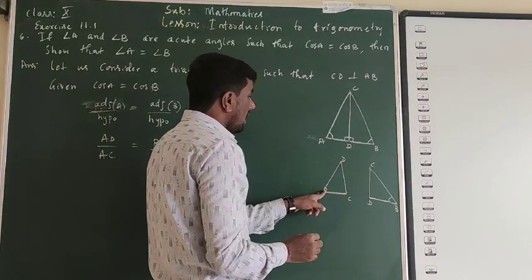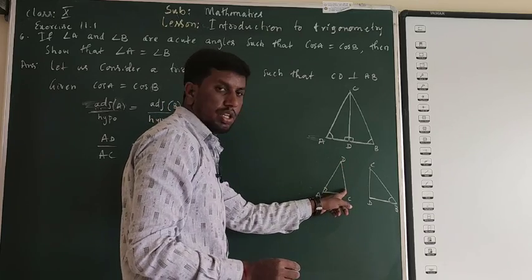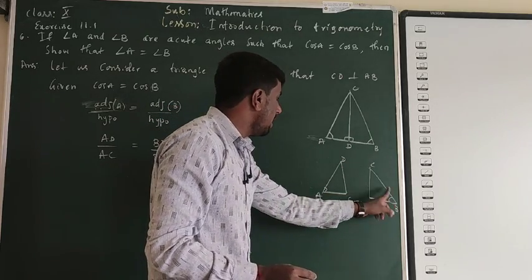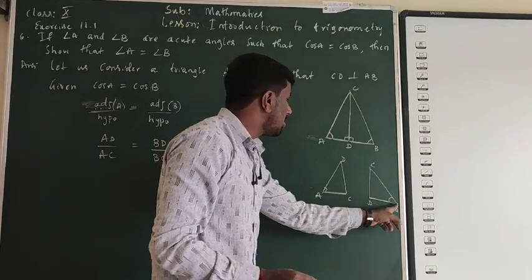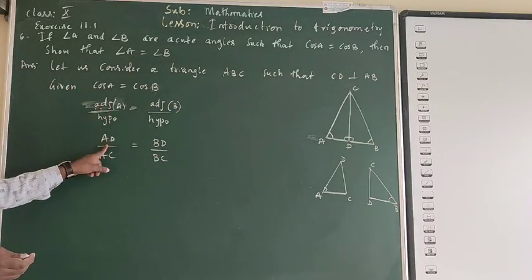Now we are considering angle A. This is the hypotenuse, this is adjacent, this is opposite. Correct? Considering angle B, this is opposite, this is adjacent, this is hypotenuse. Clear? So like that we have taken the adjacent.